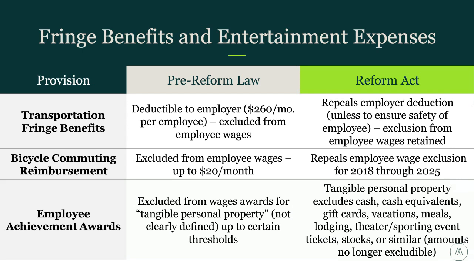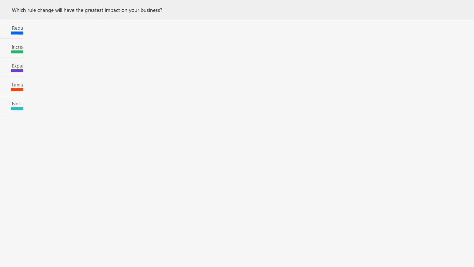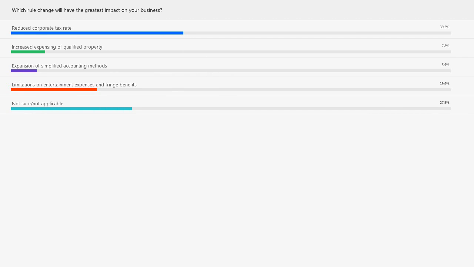Okay, with that, let's see the results. So it looks like for most taxpayers, it does appear to be the reduced corporate tax rate with several not sure or not applicable at this time.